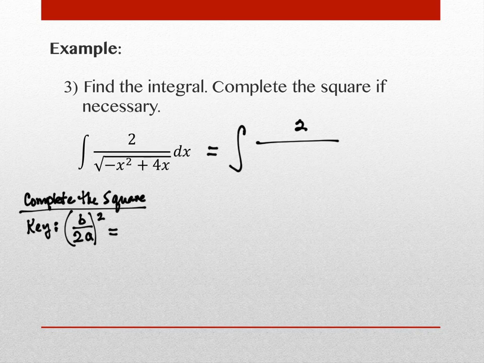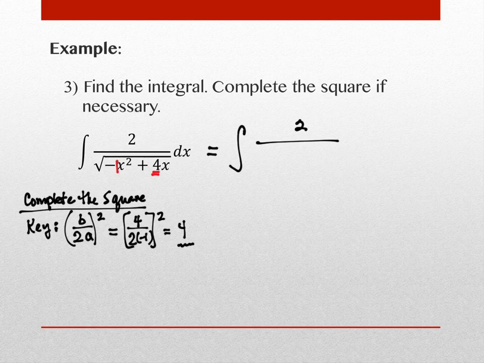Our b value right here is 4. So we have 4 divided by 2 times our a value. So our a value is -1, if you wish, that's fine. Because I'm squaring it, it doesn't really matter. So I have 4 over 2, that'd be 2. 2 squared is 4. All right, so I reduced inside, got the number 2, I squared it, I got the number 4. This number is the number I'm going to need to add to complete the square.